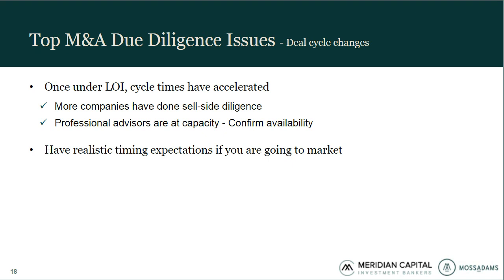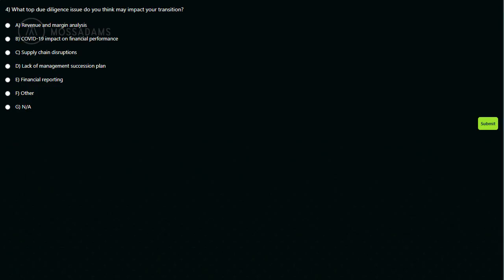So, maybe one more polling question, it looks like. All right, so our last polling question is, what top due diligence issue do you think may impact your transition? A, revenue and margin analysis. B, COVID-19 impact on financial performance. C, supply chain disruptions. D, lack of management succession plan. E, financial reporting. F, other, or G, N/A.